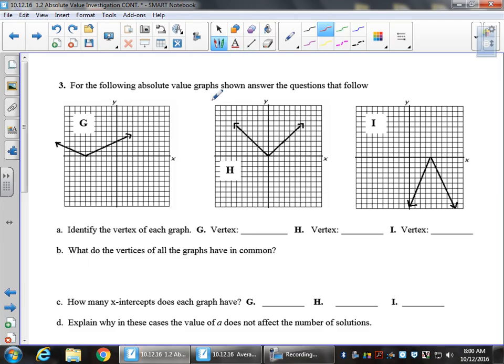For the following absolute value graphs shown, answer the questions that follow. Identify the vertex of each graph. Who's got the vertex for G? H? I? What do the vertices of all of these graphs have in common? 0 is the y value, k value, same. Yes. K equals 0.